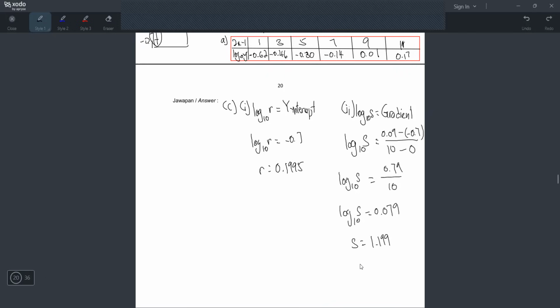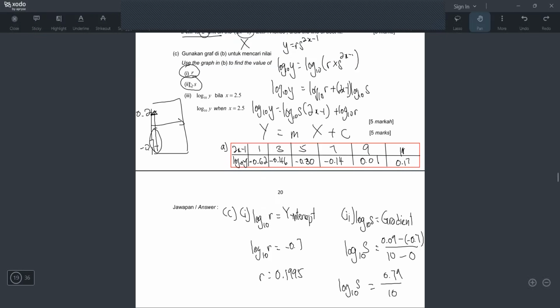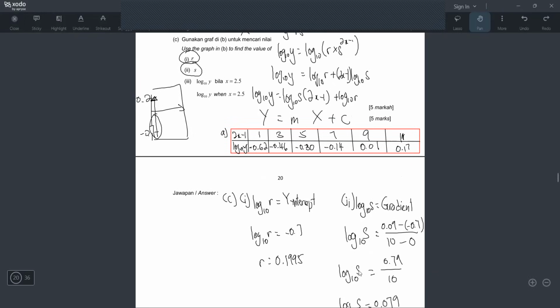I don't recommend writing 1.2, because if you write like that, maybe some pemeriksa will allow it, right? But it's just safer to write false in figures. So always write false in figures. So this is the answer. Remember the question asked you to find s, bukan log s. That's why you have to buat anti-log.